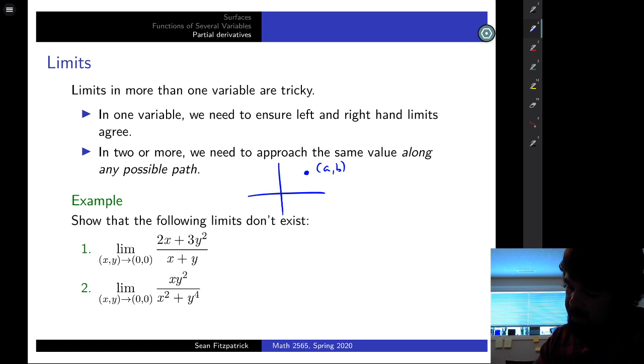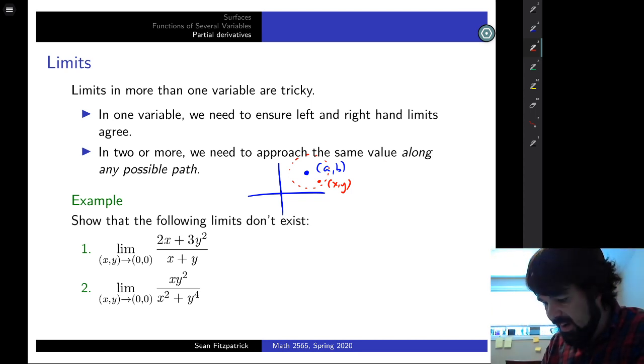And you say, well, what does it mean to be close to that point? Remember that when we say x approaches a, when we're talking about a limit, we're looking at values of x that are really close. But now really close would mean anywhere inside some sufficiently small disk. And I can enter that disk from any direction. I can come at that point from any direction.